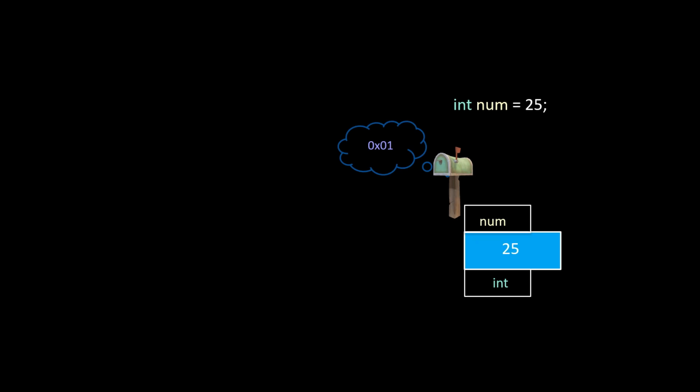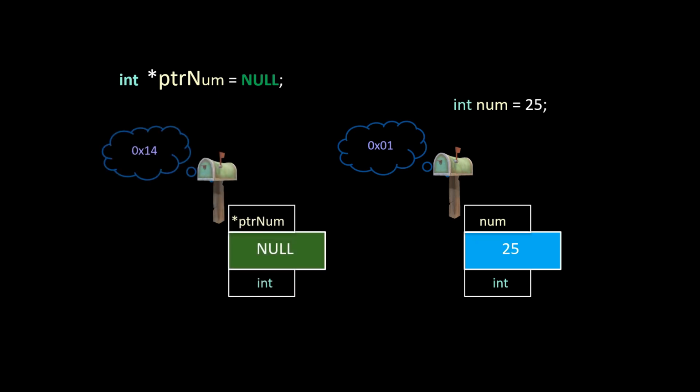So if we look at this example, I've got an int num equals 25. It has its own address, its own name, its type, and a value. But then I want to use a pointer. So I call this one int ptr num, or pointer num, equals null. I'm initializing it to null because I don't yet have a value for it. So this is what the pointer looks like in a memory model.